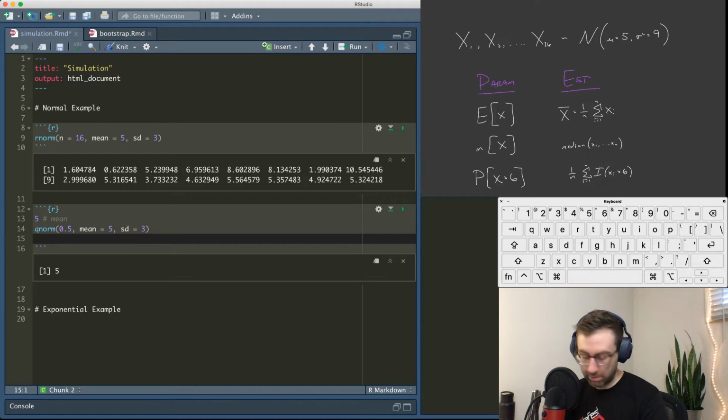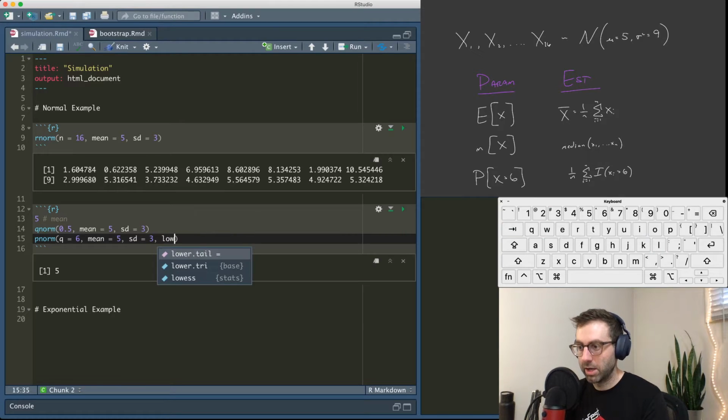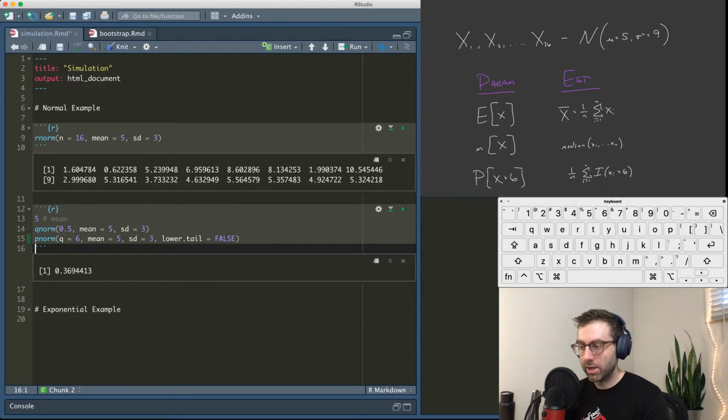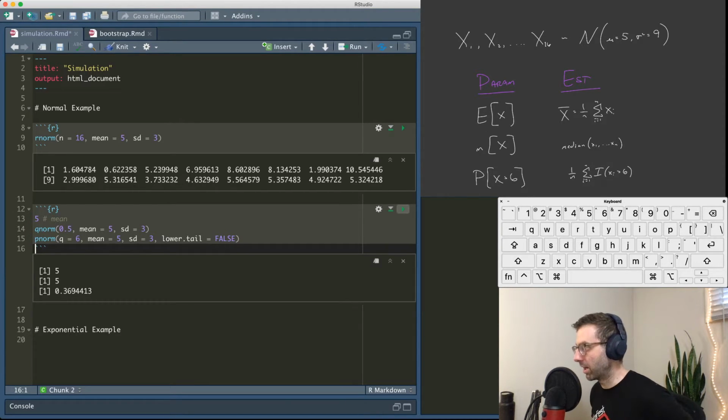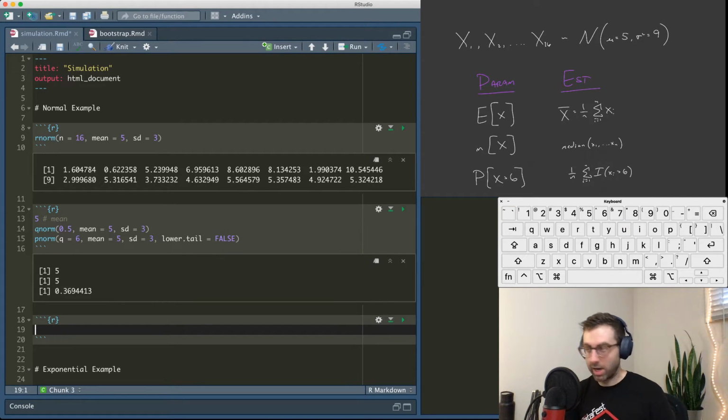And then if we wanted the probability that x is bigger than 6, we would do pnorm. q is 6, the mean is 5, the standard deviation is 3. And we do not want the lower tail, we want the upper tail, so lower.tail is FALSE. So these are the 3 quantities that we're going to try to estimate. And we can estimate them with the estimators we outlined here.